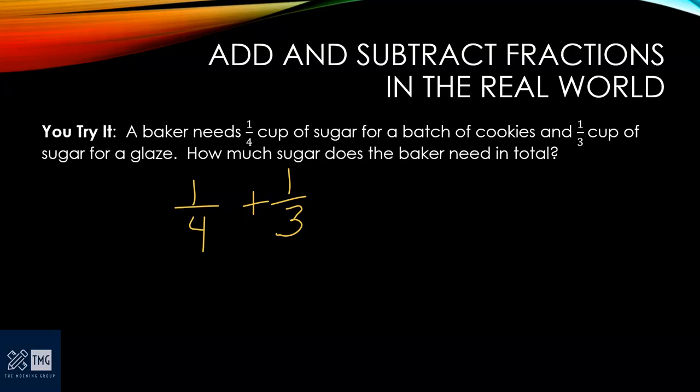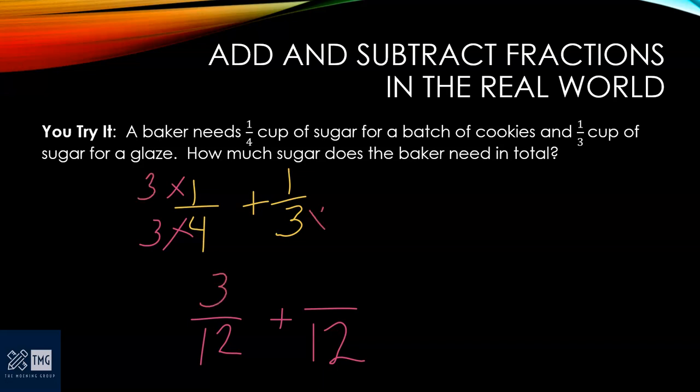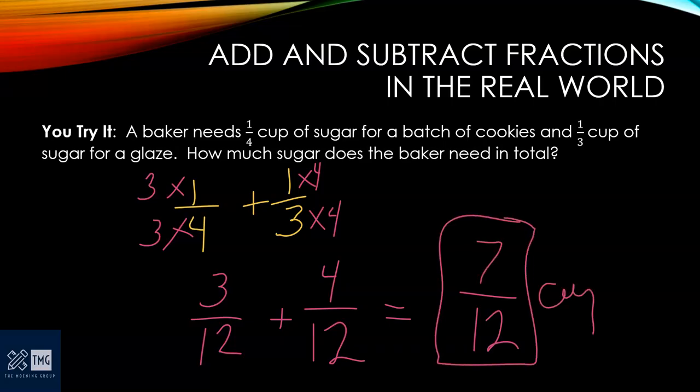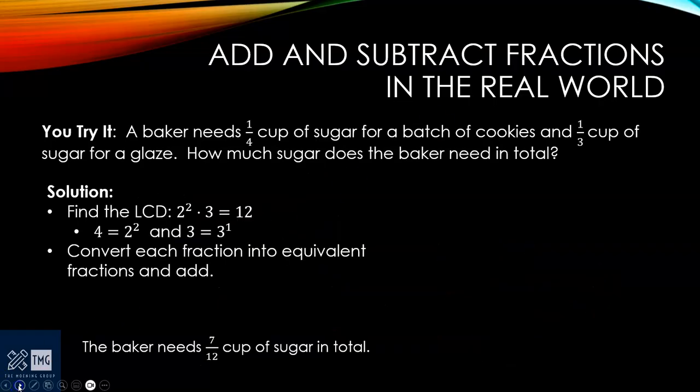So I look at 4 and 3 for a common denominator. 4 and 3 both go into 12. So 4 times 3 gives me 12, so 1 times 3 is 3. In my right fraction, 3 times 4 is 12, so 1 times 4 is 4. My denominator stays the same. I add the numerators, and our baker is going to need 7/12 of a cup of sugar for this baking extravaganza. So I hope that helps with adding and subtracting fractions in the real world.